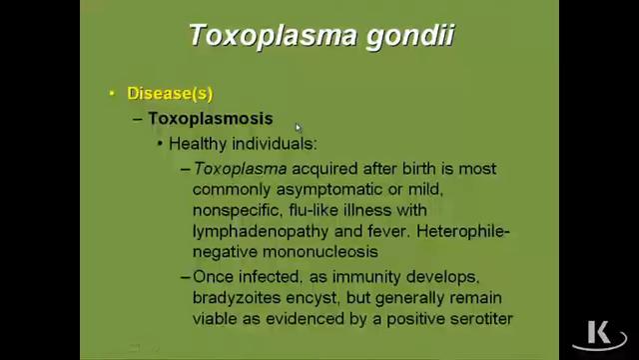All right? So in healthy individuals, toxoplasma can be on your differential for mononucleosis because you're going to get a flu-like illness with lymphadenopathy, fever, and it resembles mononucleosis. It would be one of the organisms on your differential for heterophile negative mononucleosis. Okay, so that's in healthy individuals. Let's look at pregnant patients.